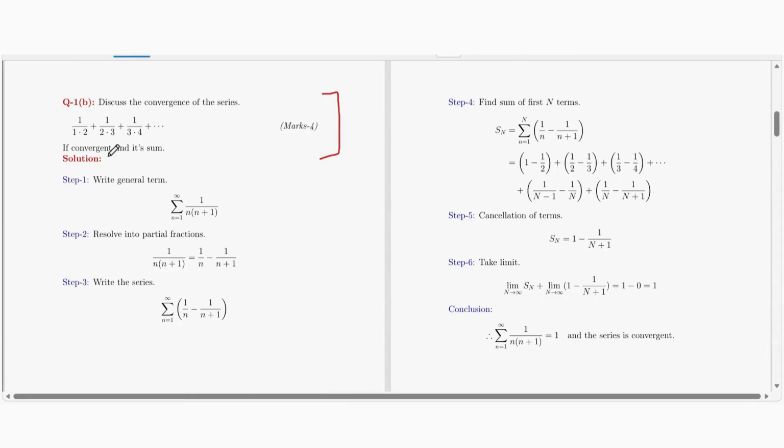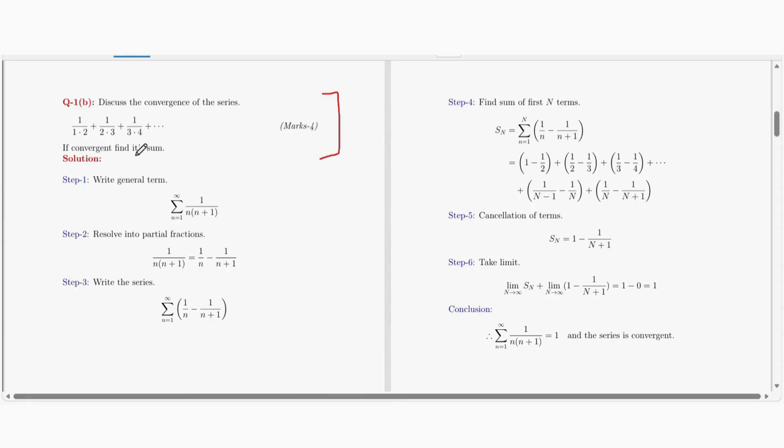मतलब कि हमें यहाँ पे ये चेक करना है कि गिवन सीरीज कन्वर्जेंट है या नहीं. And if the series is convergent, find its sum. मतलब कि ये सीरीज का सम क्या है वो हमें फाइंड करना है. Now this question contains 4 marks. So now let's start the solution.